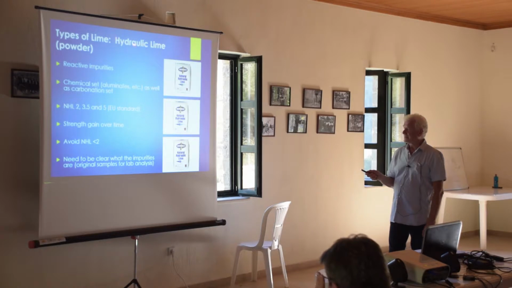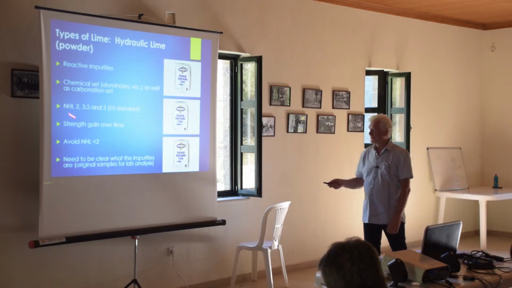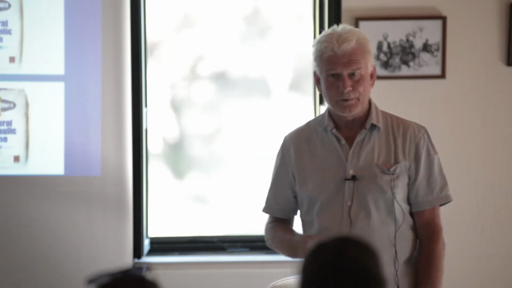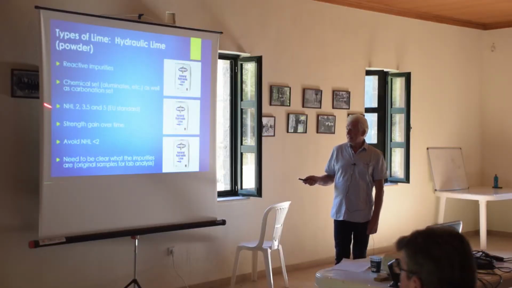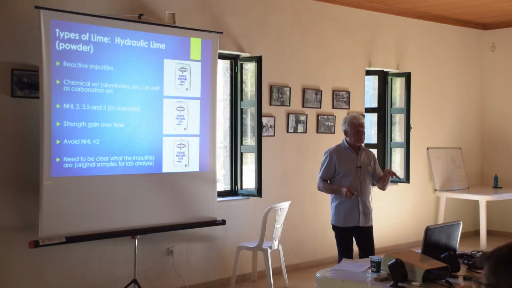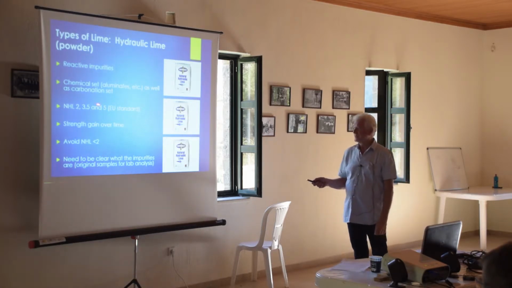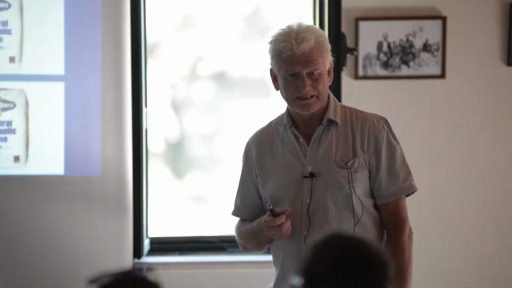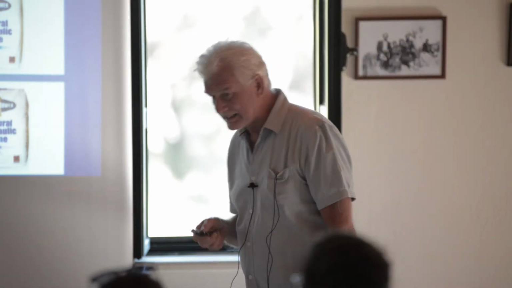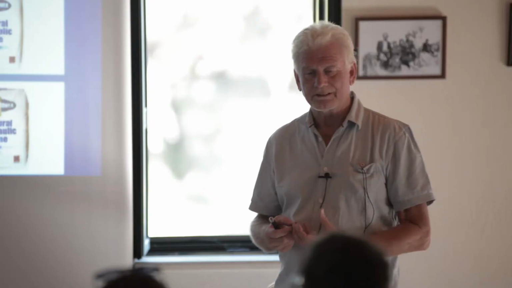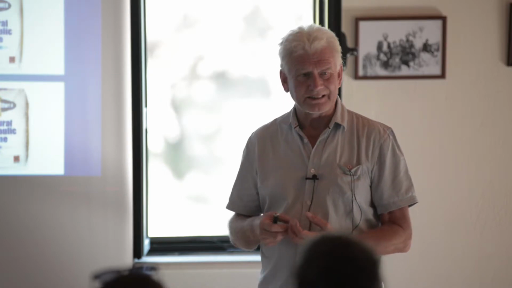Hydraulic lime comes in powder, it comes in bags. There are classifications under EU standards. You will see written on the bag NHL, NHL 2. 2 is the weakest of the hydraulic limes, 3.5, and then 5 is the strongest, is the hardest. And I'll show you why in, not the next slide, but one or two later. It gains strength over time. So it gets harder and harder, but very, very quickly.